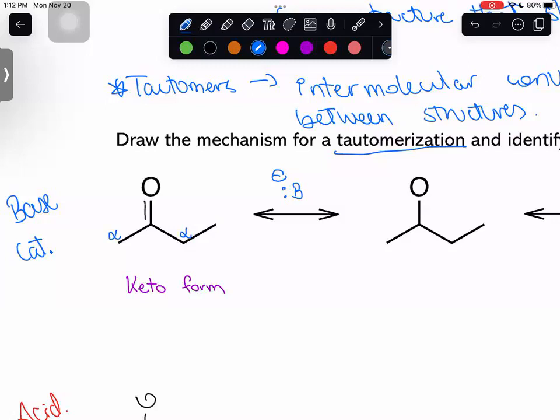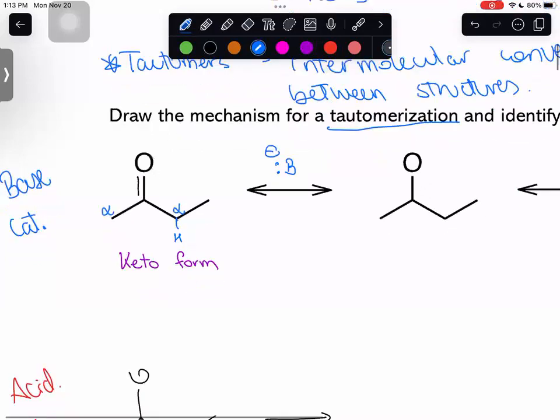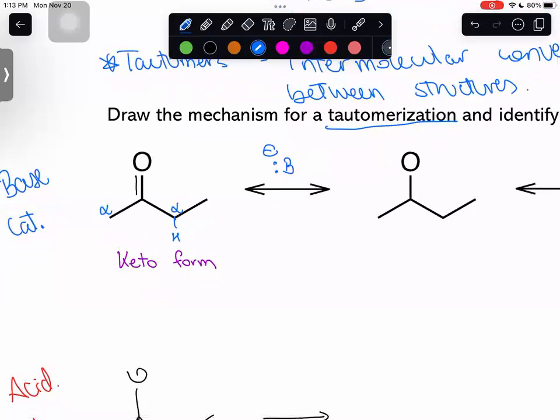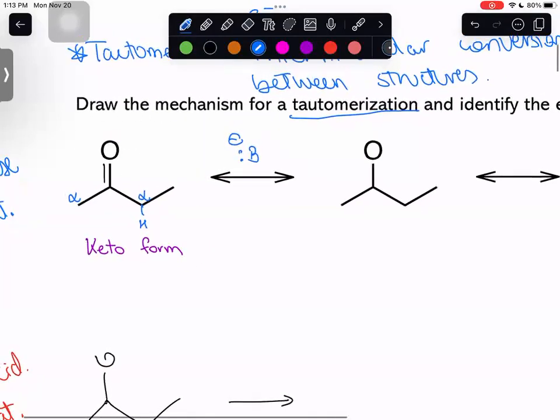Okay, so we have 2 alpha positions and we have hydrogens on both sides. But remember, the whole goal is always to create something really, really stable. So we're always going to tend to pick the most stable side, the more substituted side. So we're just going to be focusing on the right. Your alpha hydrogens are going to be considered relatively acidic. So that means that a base is going to be very attracted to them.